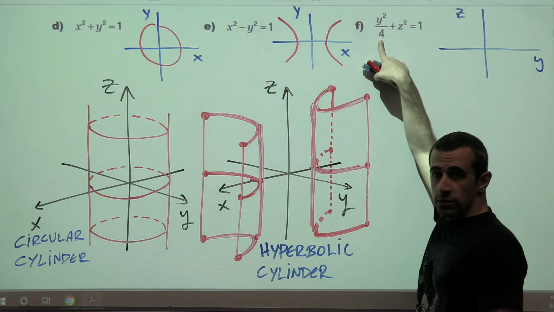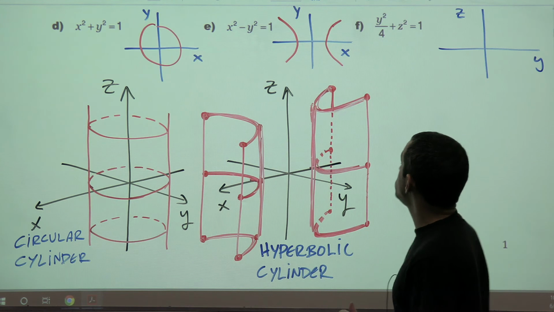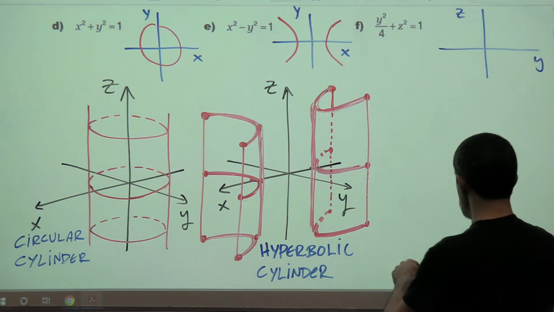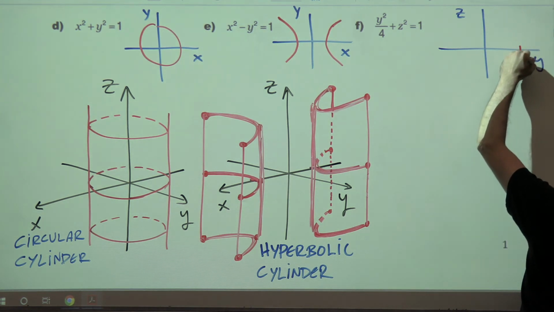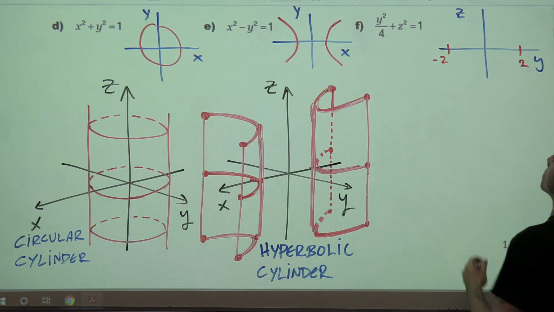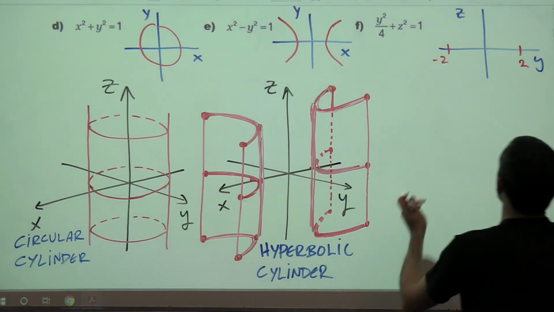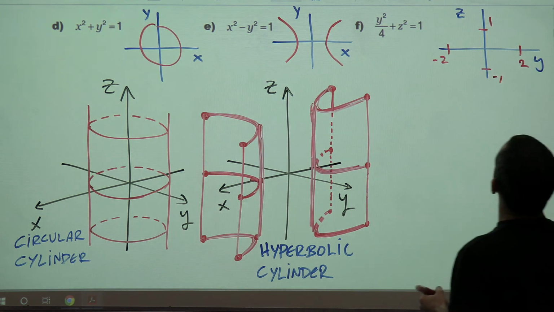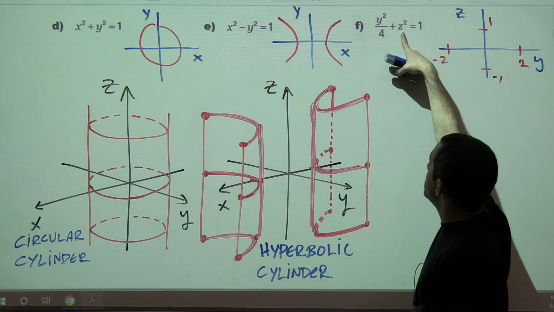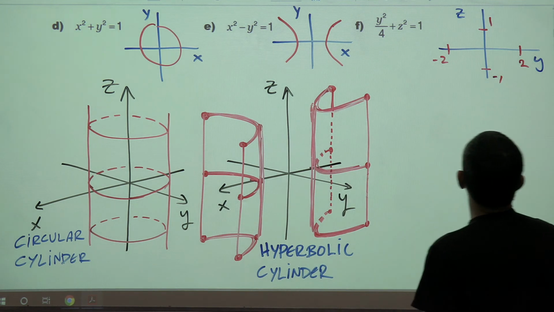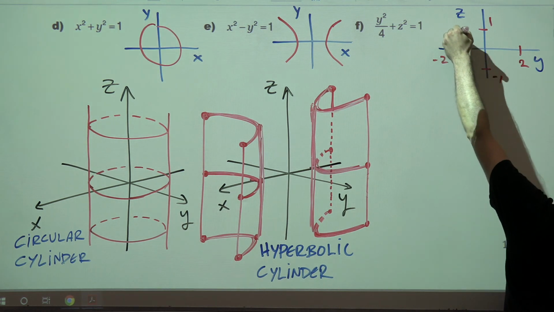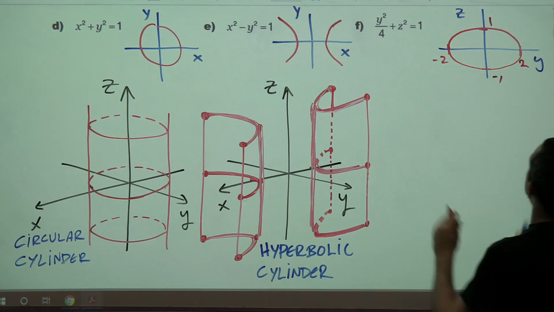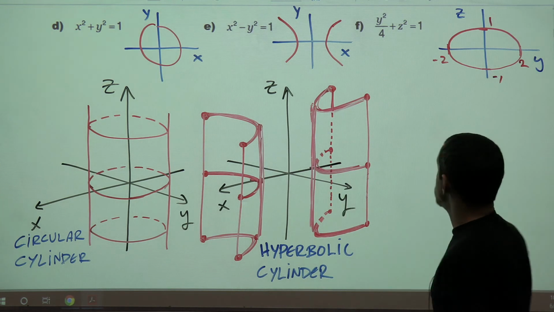In the y direction, the half lengths of the ellipse are 2, because this is y squared over 2 squared. So in the y direction, the ellipse crosses the y-axis at 2 and negative 2. And in the z direction, the ellipse crosses the z-axis at 1 and negative 1. That's because z squared is the same as z squared over 1 squared. So this is going to be an ellipse that has this shape here. It's longer in the y direction than it is in the z direction.